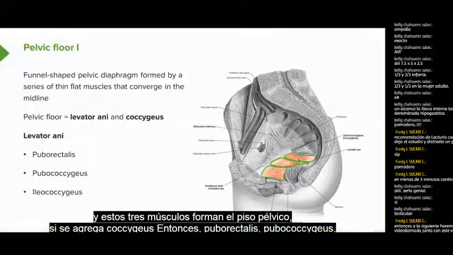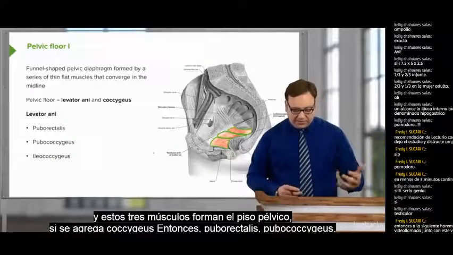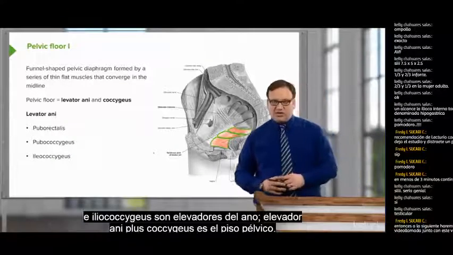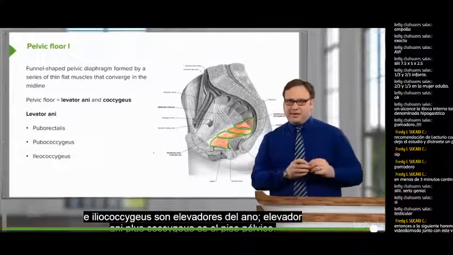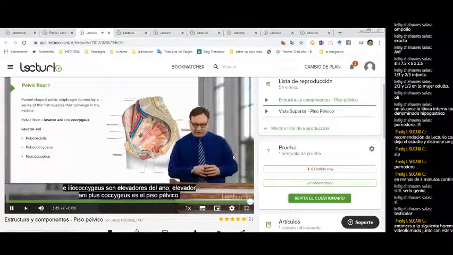Floor, if coccygeus is added. So puborectalis, pubococcygeus, and iliococcygeus are levator ani. Levator ani plus coccygeus is the pelvic floor.